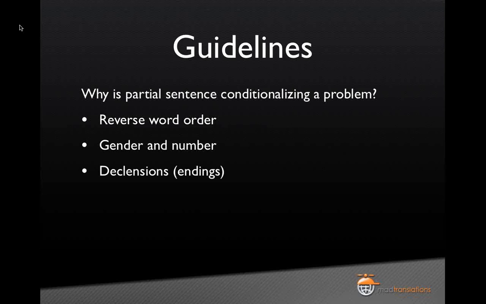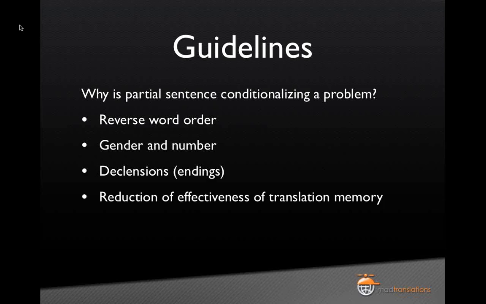And there's also declensions. There are some languages that use endings. So if they don't necessarily know what that variable is, they don't know if it requires an ending. And again, this also reduces the effectiveness of the translation memory. So you have to be very careful in how you use these.